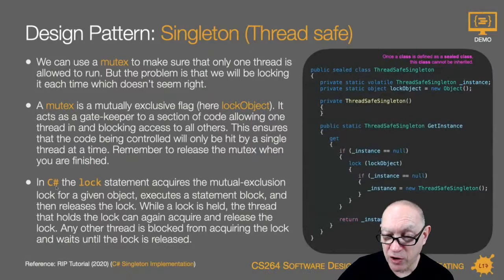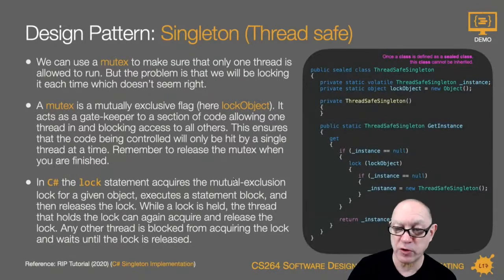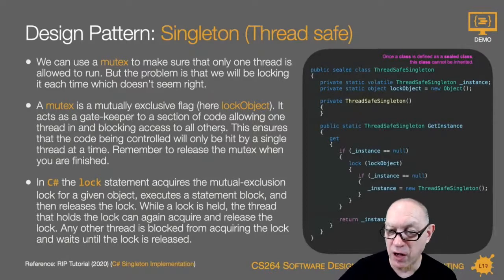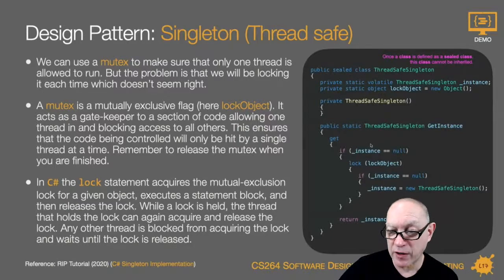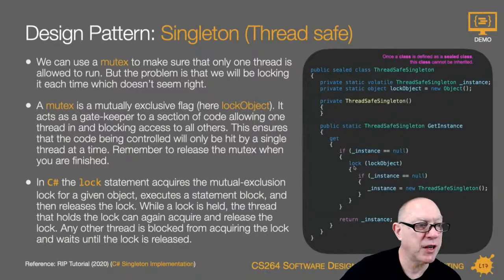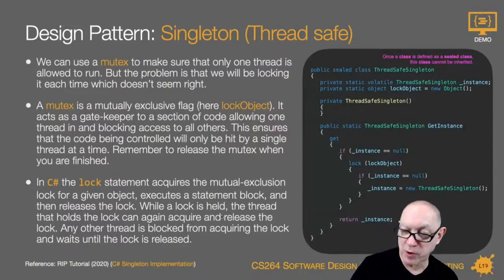In C#, the lock statement acquires the mutual exclusion lock for a given object. It executes a statement block and then releases the lock. So this lock, create the mutex, locking it and unlocking it can all be done in a block. That's locked. Okay, so lock and release. So you don't have to explicitly release it when the block finishes. And here then it's gone. So while the lock is held, the thread that holds the lock can again acquire and release the lock. So any other thread is blocked from acquiring the lock and waits until the lock is released.